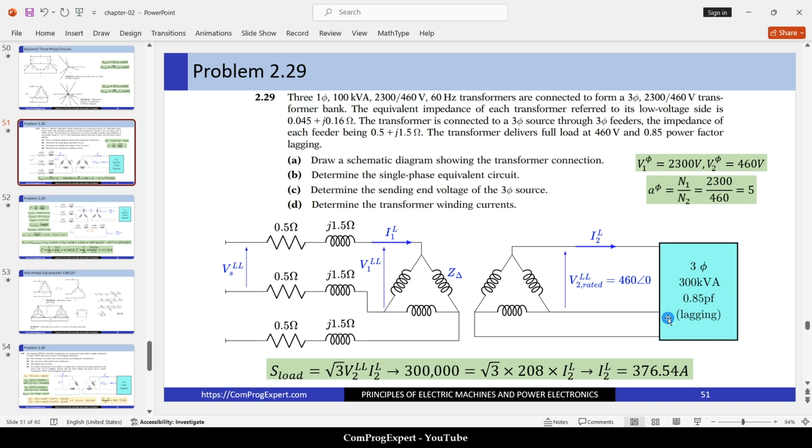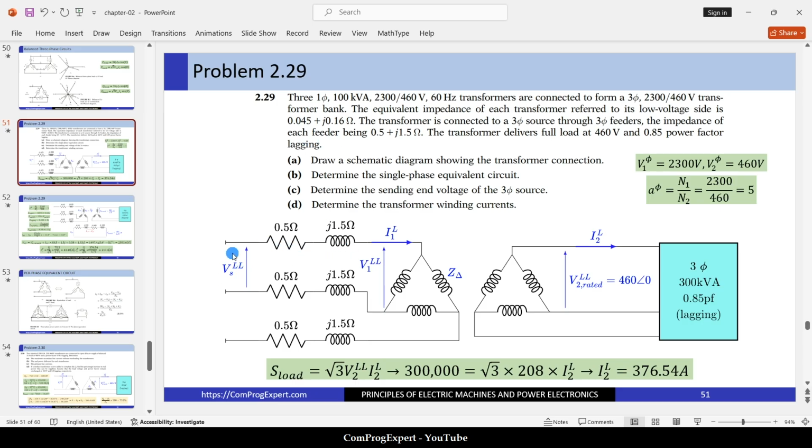So here we have this load. The transformer delivers full load. How much is the value of the load? We have 100 kVA each phase. We have three phases, so the full load is 300 kVA. This is the value of the power factor, lagging. Okay, and here we have these three feeders. We have this impedance for each feeder.